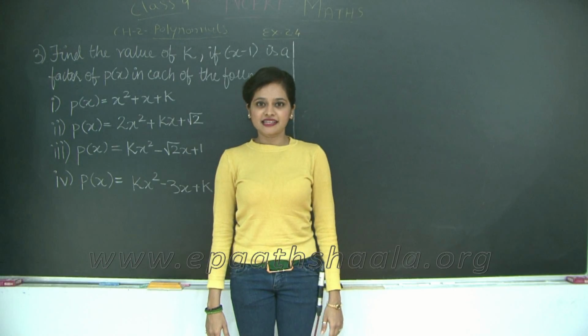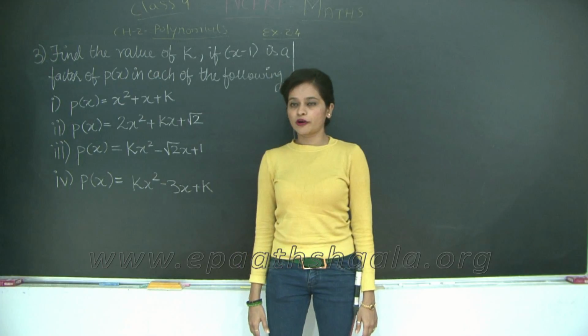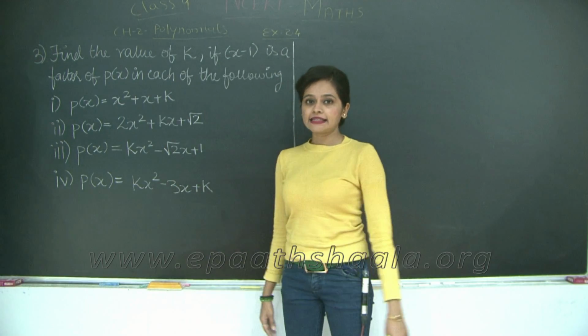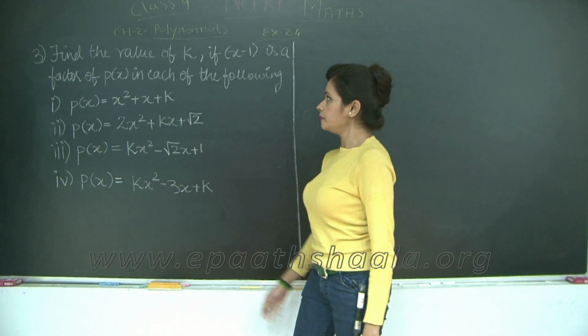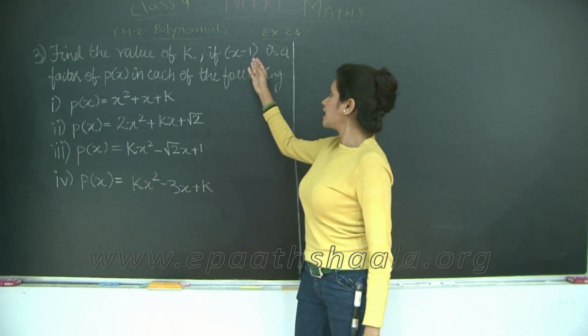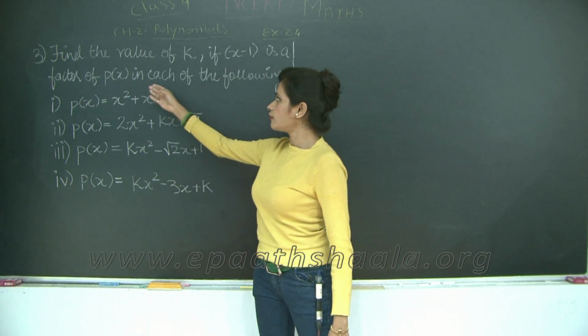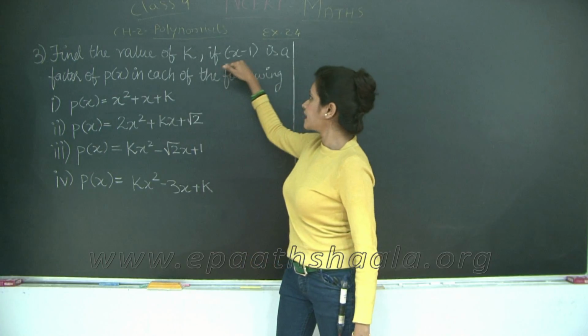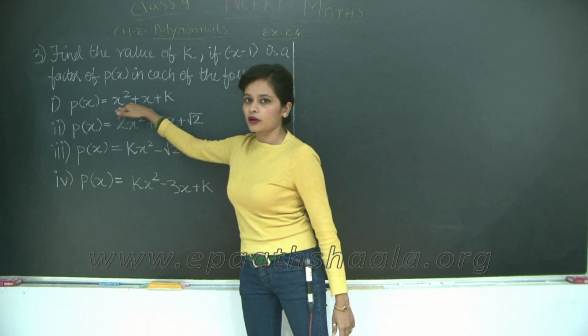Hello students, let's continue with polynomials, exercise 2.3, question 3. Now, this is slightly different from the previous questions that we did. We need to find the value of k if x minus 1 is a factor of p(x) in each of the following. So, p(x) is this and x minus 1 is a factor of this polynomial.